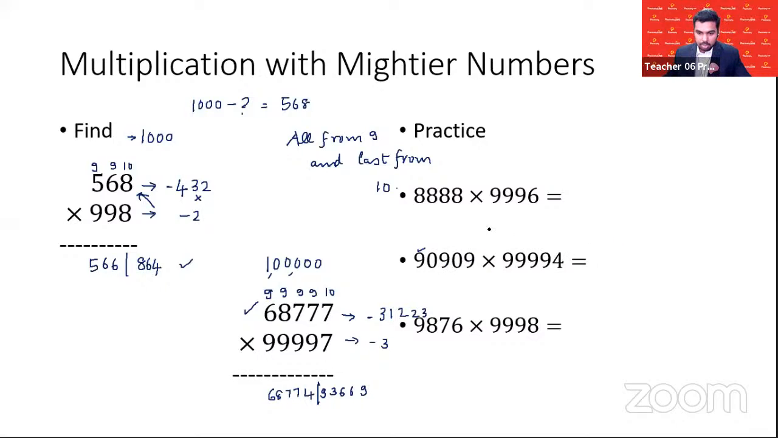10 power 5 minus 90909. We are going to write it as all from 9s and the last from 10. So this is 9999 and 10. So this number is deficient from 1 lakh by 0, 9, 0, 9, and the last one is 1. So the answer is 9091 less than 10 power 5. And this is minus 6. So you have to do minus 6 multiplied by this number.